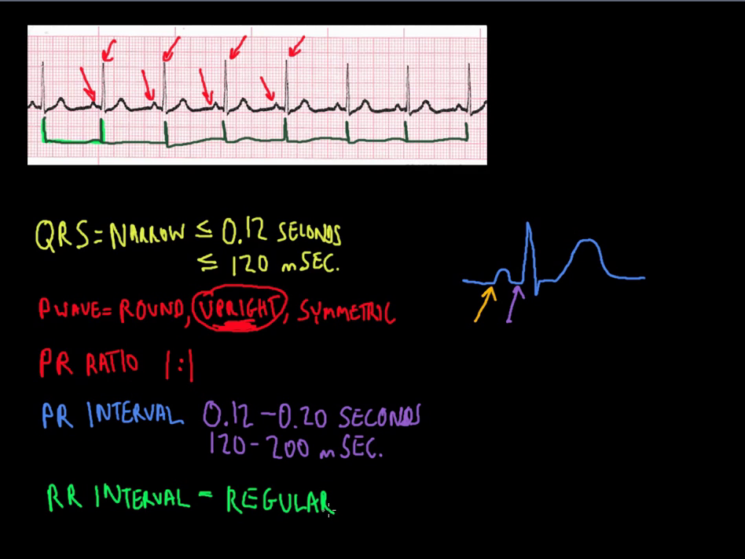So if all five of these characteristics are met: the QRS is narrow, the P waves are upright, the PR ratio is 1 to 1, the PR interval is between 120 and 200 milliseconds, and the R to R interval is regular, then I've got all the characteristics and all the makings of a sinus rhythm. In the next videos, we're going to talk about how we use the blocks and how we actually determine a heart rate based off of that. But that's a quick overview of how to determine your different types of rhythms.